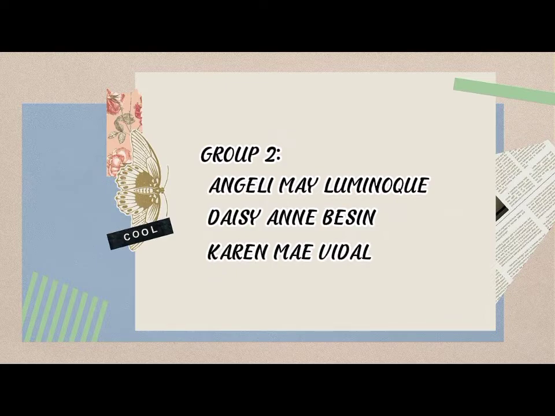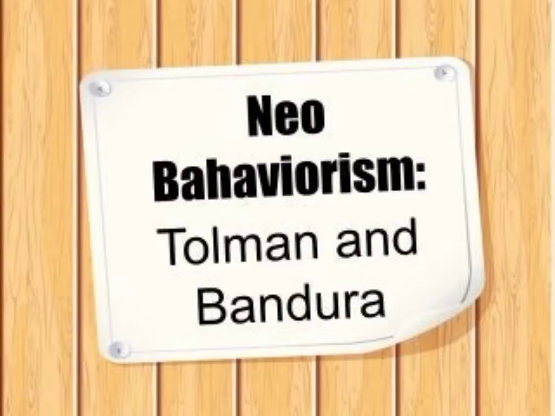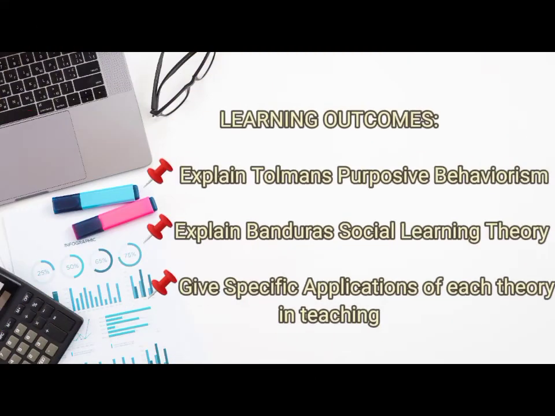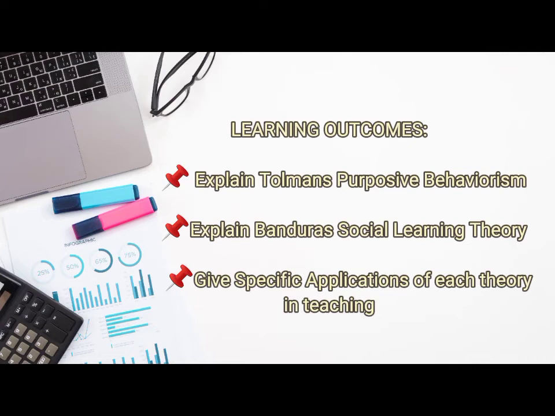We are going to discuss Lesson 7, Neo-Behaviorism, Tolman and Bandura. And here are the learning outcomes. Explain Tolman's purposive behaviorism. Explain Bandura's social learning theory. And give specific application of each theory.